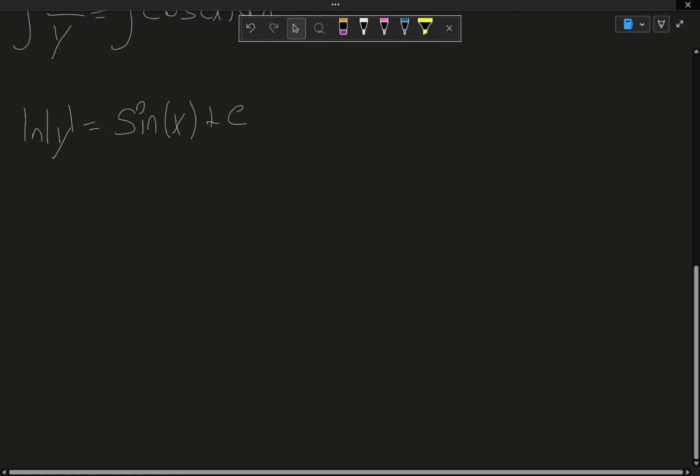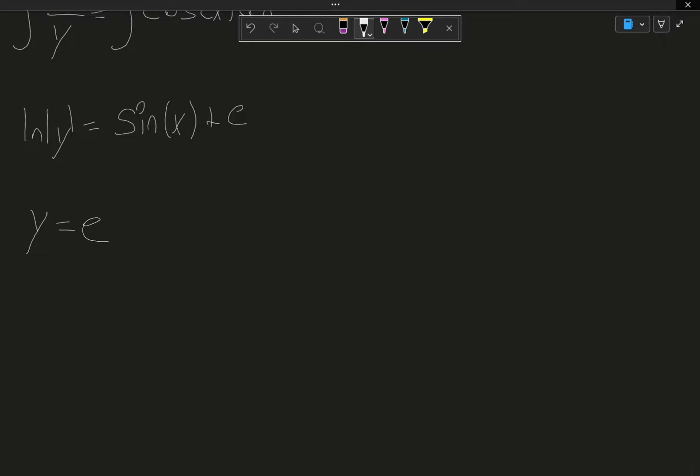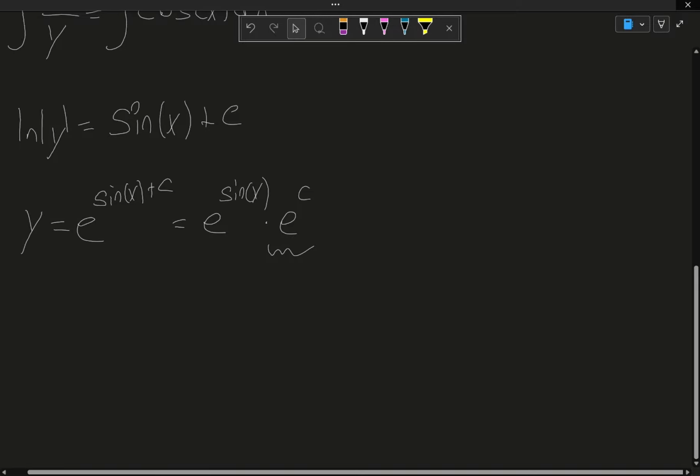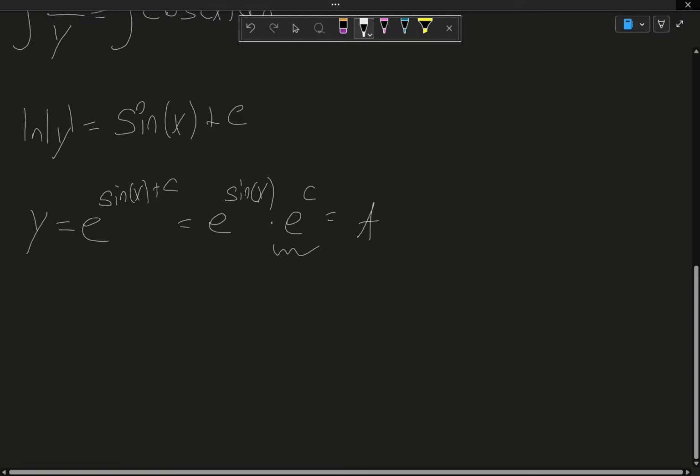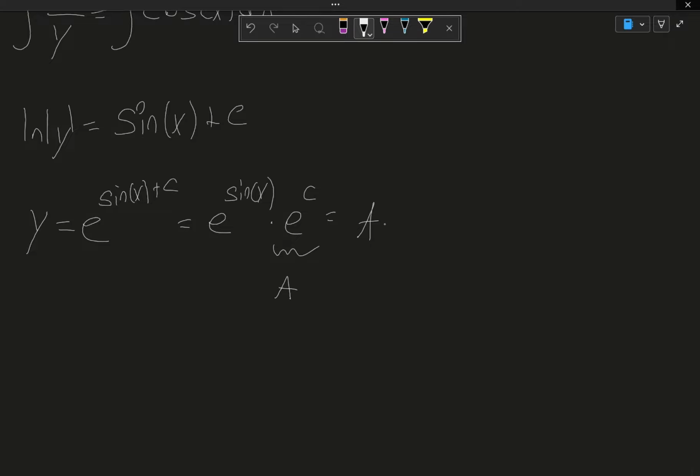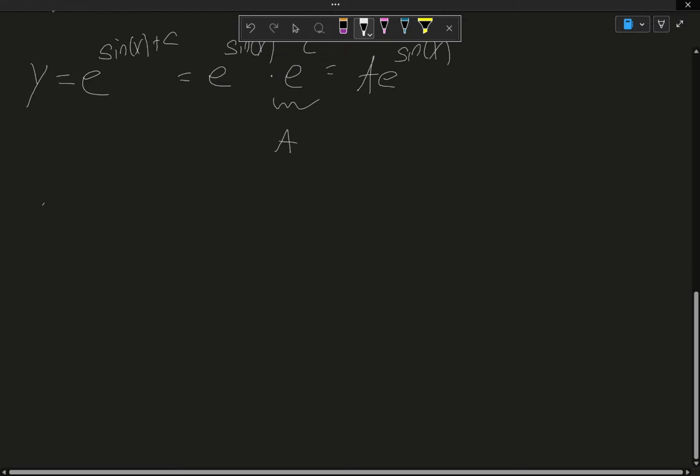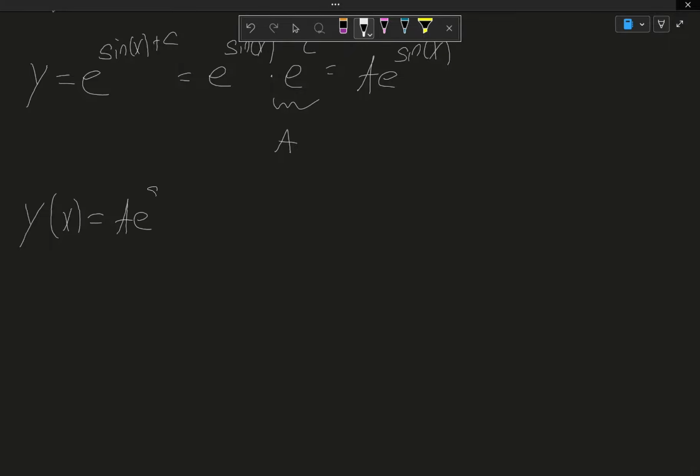Now to get rid of the ln we just exponentiate everything, so we have that y is equal to e to the sine x plus c. Note that this right here is the same as e to the sine x times e to the c. e to the c is just another constant. So we just rewrite this as a. So we have a e to the sine x. Let's write it down here. We have our y of x is equal to a e to the sine of x.